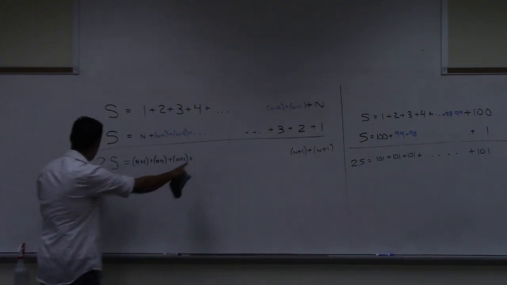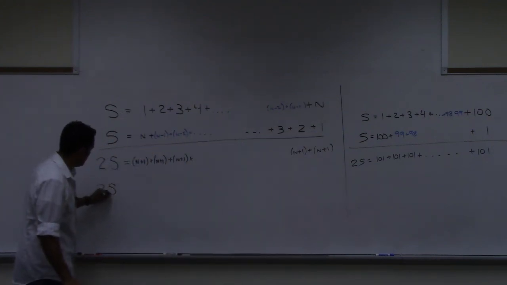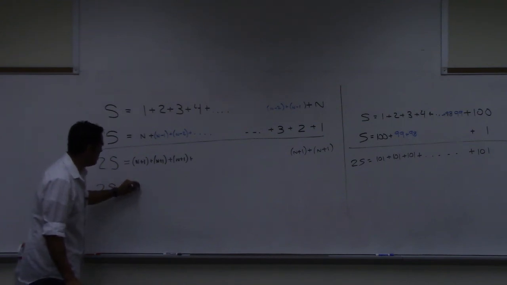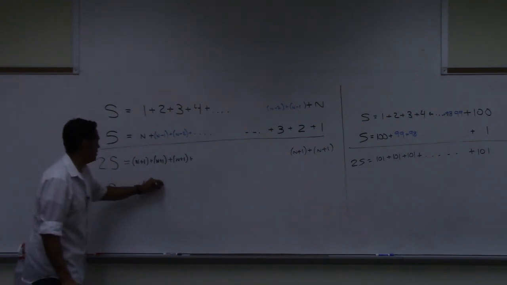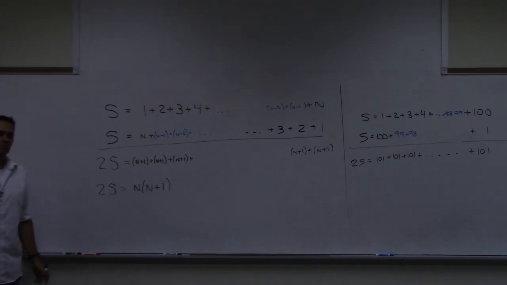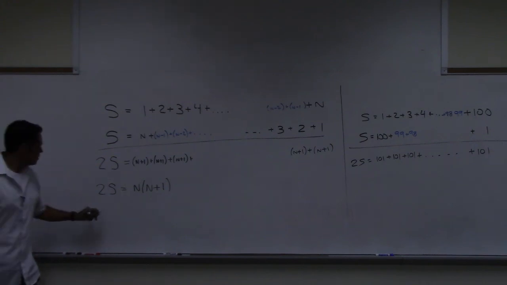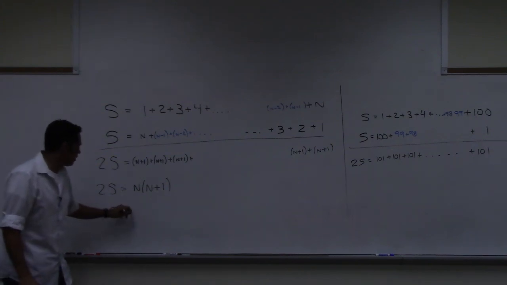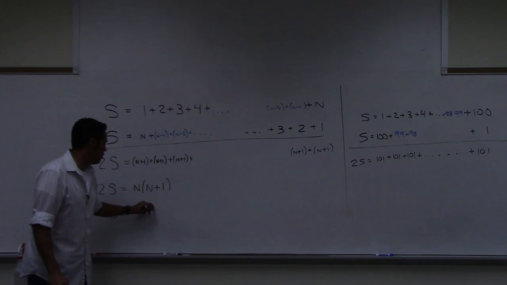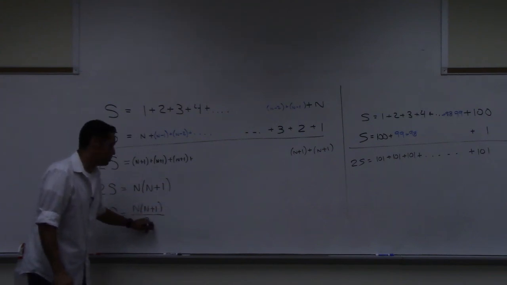So he said this right side, 2s, is n times n plus 1. And he didn't want 2s, he wanted s, so divide by 2. So s, the sum we were looking for, is n times n plus 1 over 2.